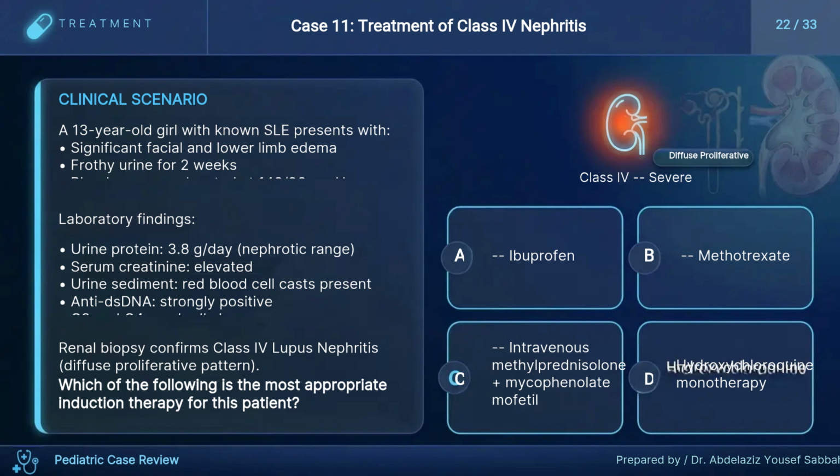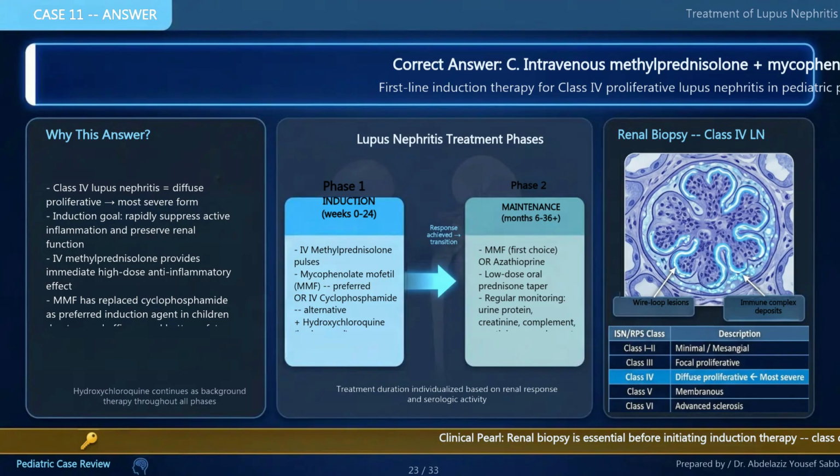Which of the following is the most appropriate induction therapy for this patient? Option A, ibuprofen. Option B, methotrexate. Option C, intravenous methylprednisolone plus mycophenolate mofetil. Option D, hydroxychloroquine monotherapy. The correct answer is option C, intravenous methylprednisolone plus mycophenolate mofetil.